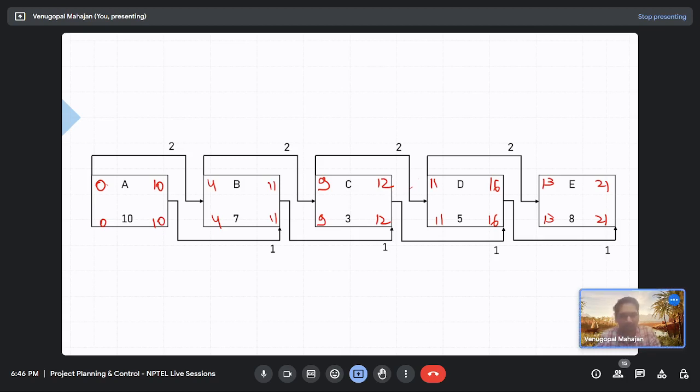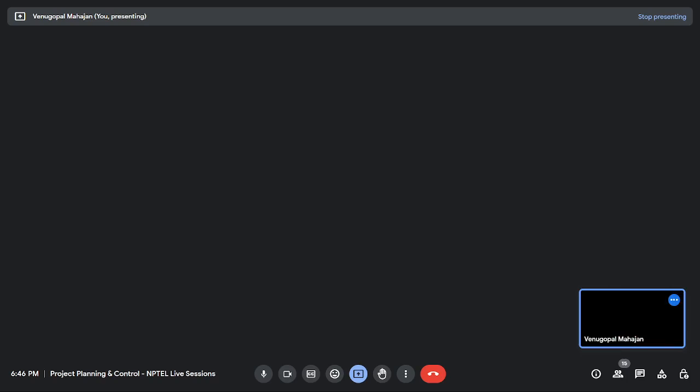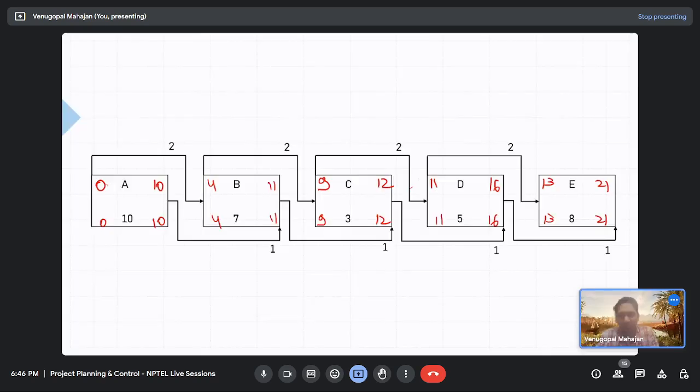So the answer, if the activity C... yeah, the duration of activity C is increased by 2 days. Sir, it would be the same, sir, 21, because here in activity D it is 16, and by adding 14 plus 1 it is coming 15. So in the forward pass, the early finish of D would be 16 itself instead of 15. So the duration is going to be the same for the project.